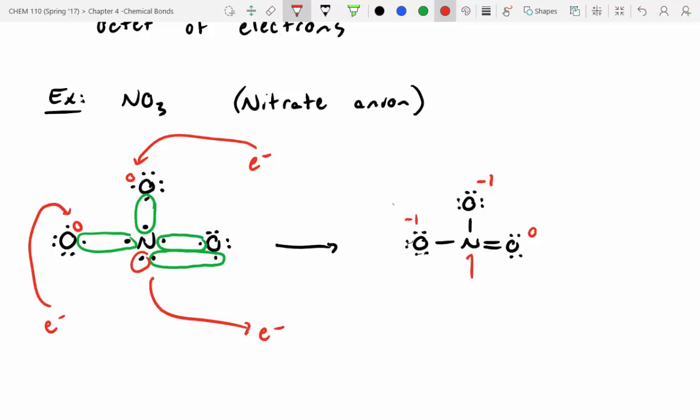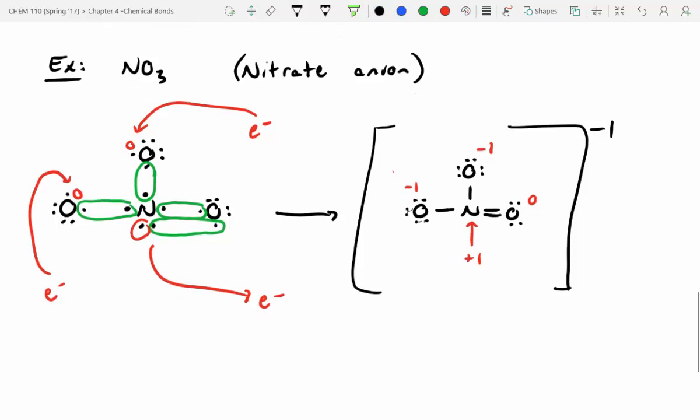And then what about this nitrogen? It's got 8 electrons around it, but we removed an electron. +1. And then if we look at this whole unit, what's its overall charge going to be? -1, right? So 2 minus would cancel out with one of the +1s, giving it a -1 overall charge. Does that make sense? So that its net charge is -1.